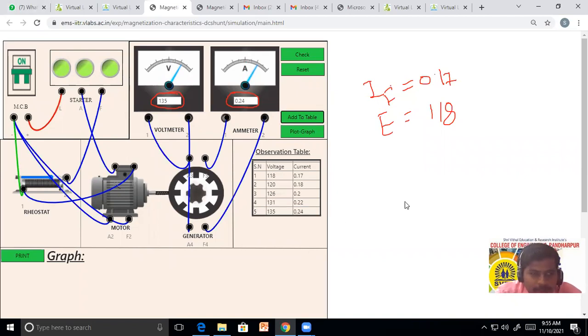Okay, all of you, are you getting how this practical is performed? Do you understand?